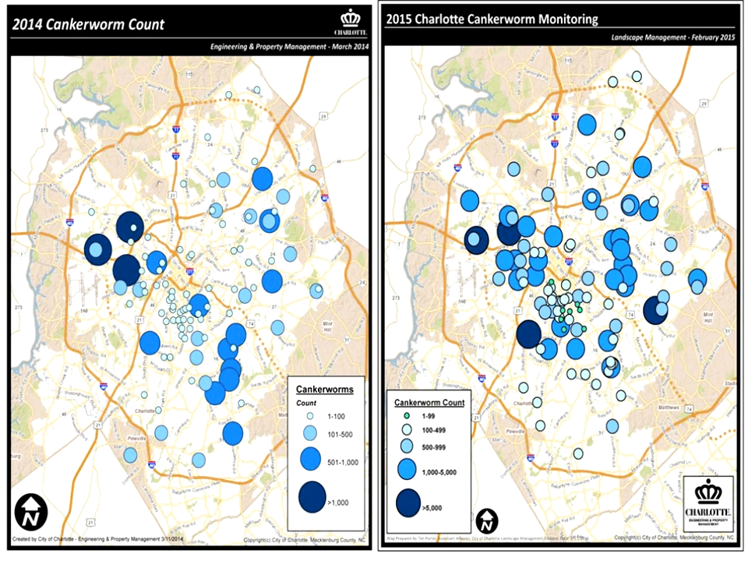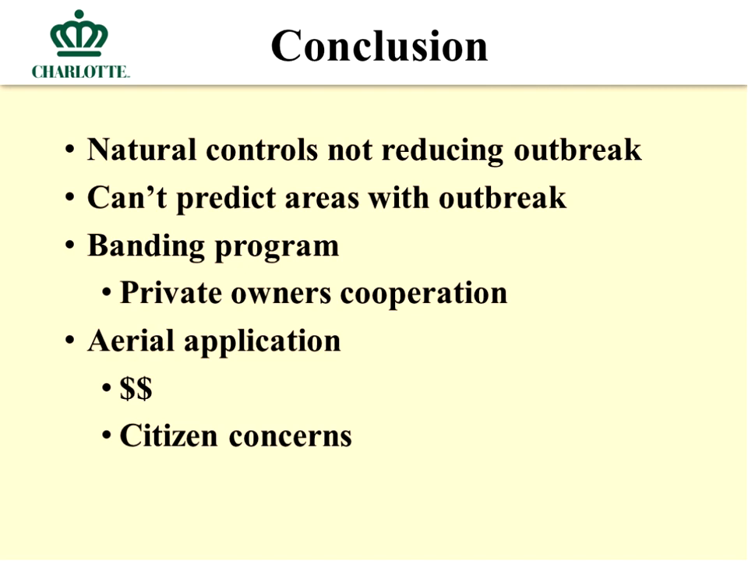So it moves around the city. It's not consistent. It's not in the same place every time from year to year. It's hard for us to predict where it's going to have an outbreak from year to year. Like I said, our natural controls are just not reducing the outbreak in the city of Charlotte. We do have that banding program that the city helps sponsor. We do really rely on private homeowners to band their trees, and we want everyone to band together to fight the cankerworm is our little motto.